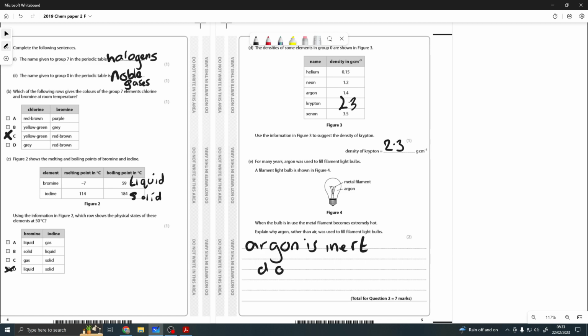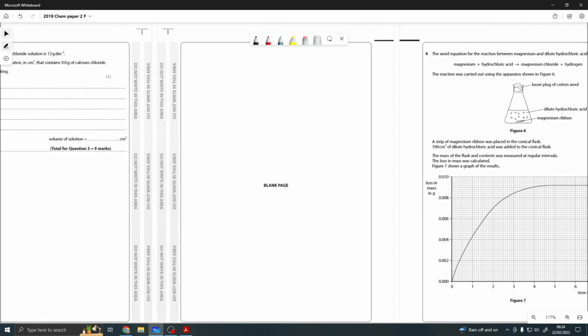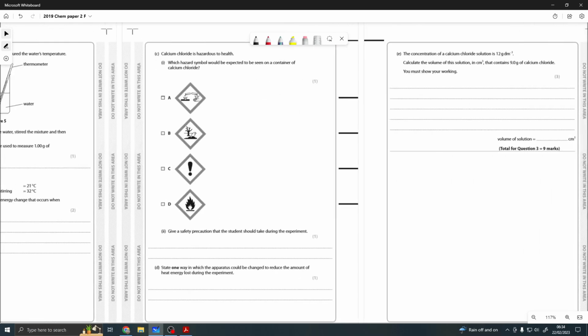So it doesn't react with the filament. You might go the alternate route and say that in air, oxygen will react with the filament. That's absolutely fine as well. Oh, a blank page. It's one less page to do.